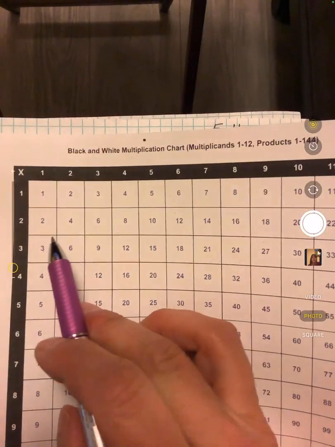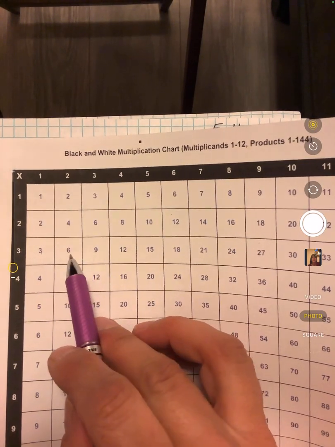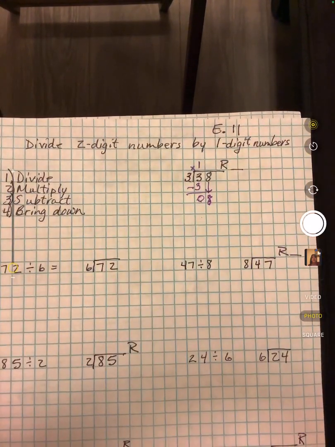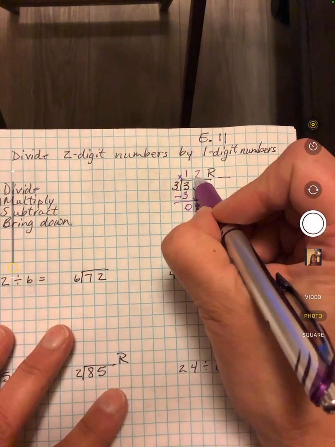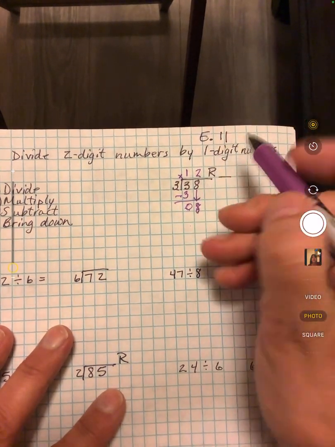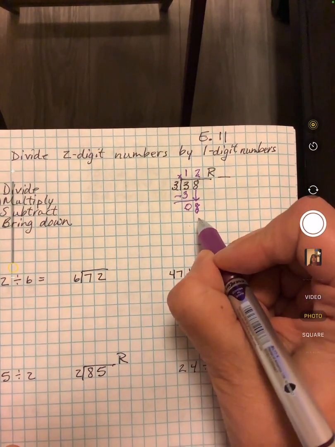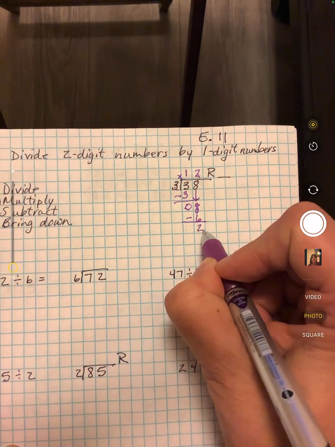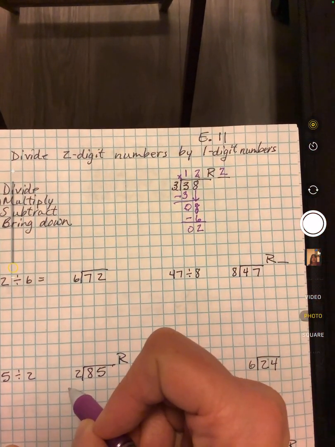So I go to my 3's and I get as close to 8. 9 is a little bit too high, so I have to go back to the 6. It'll go in there 2 times. So we put our 2 here, okay? Now we multiply 2 times 3. 2 times 3 is 6, and we subtract. So we have a remainder of 2, okay?